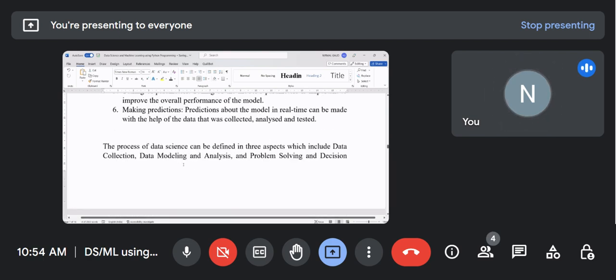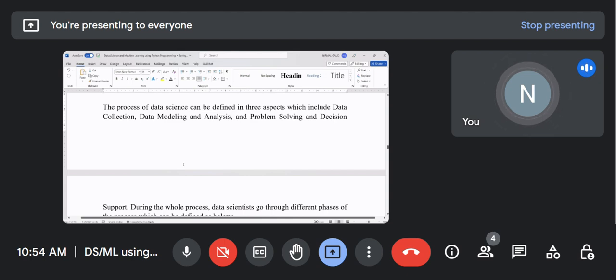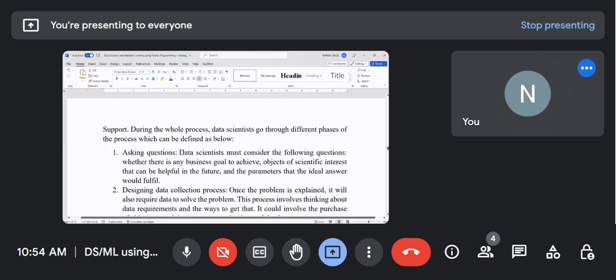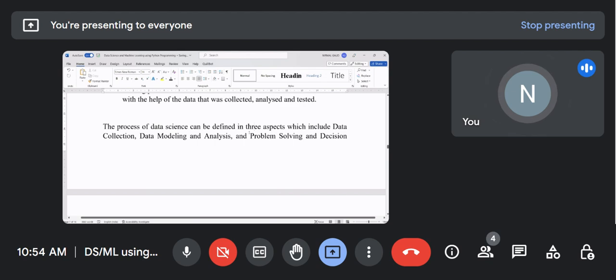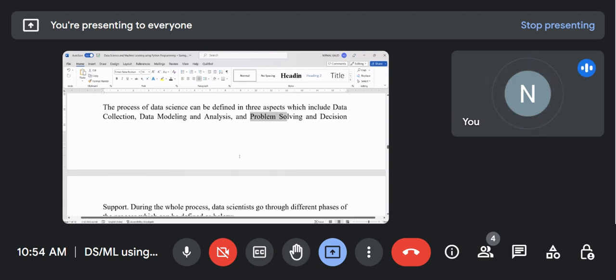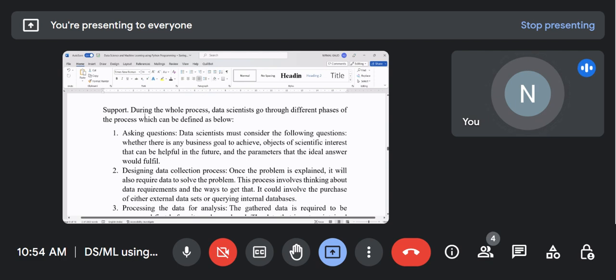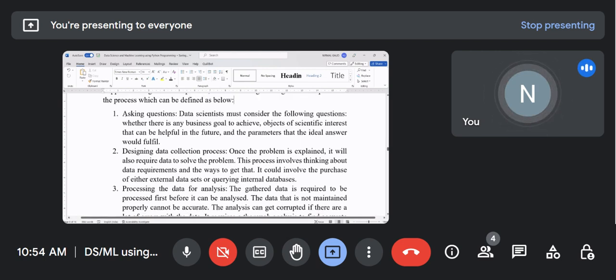Now, what process do we need to do in case of data science? Again, the same thing as I already told: you need to collect the data, perform the modeling, perform analysis and problem solving, prediction, everything. This is what you need to do in data science also. So during the whole process, what does a data scientist do? First part is asking questions.